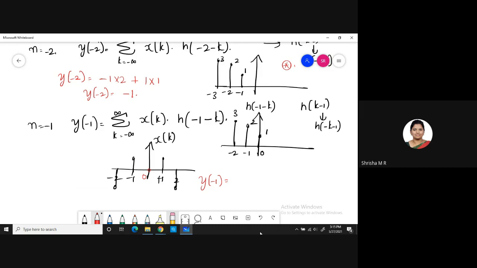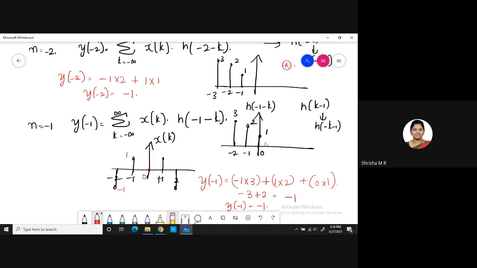So at minus 2 here you have minus 1, and here, x of 2, you have 3. So minus 1 into 3, plus at minus 1 here you have 1, here you have 2, so plus 1 into 2, plus at 0 you have 0, here you have 1, so 0 into 1. So what do you get? You have minus 3 plus 2, so it's minus 1. So y of minus 1 is also minus 1.